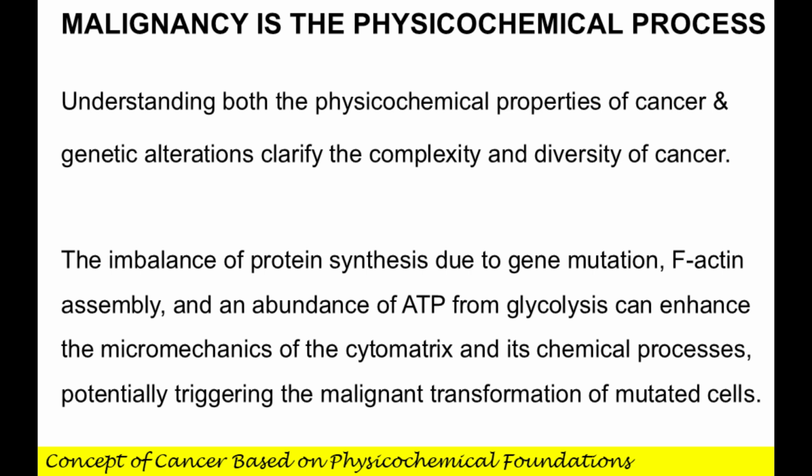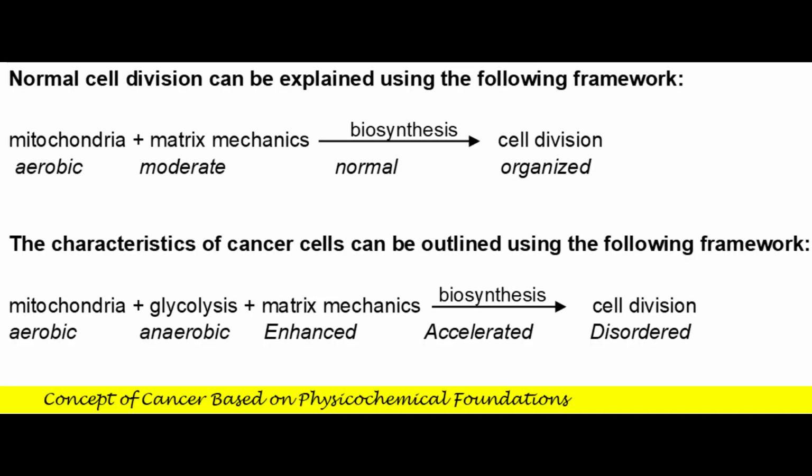The recurrence of cancer and the survival of cancer cells suggests that malignant cells have developed the ability to synchronize their energy production with matrix mechanics, allowing them to generate enough energy for tumor growth. This concept of tumor development highlights the role of the Warburg effect, genetic abnormalities, intracellular matrix mechanics, respiration, and glycolysis. Cancer recurrence happens when changes in the cytomatrix enhance its activity. Normal cell division can be explained using the following framework.